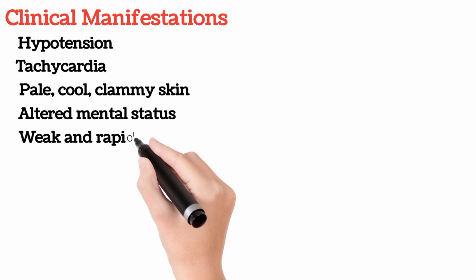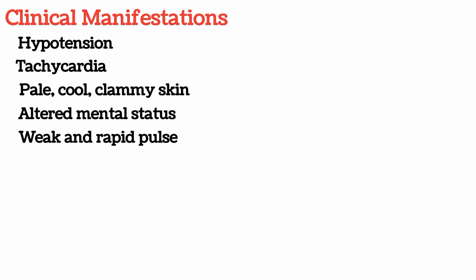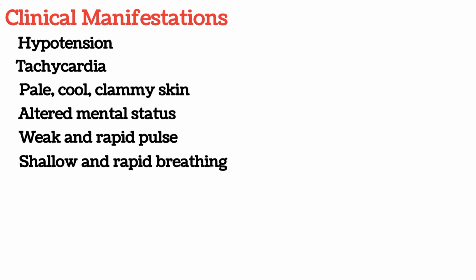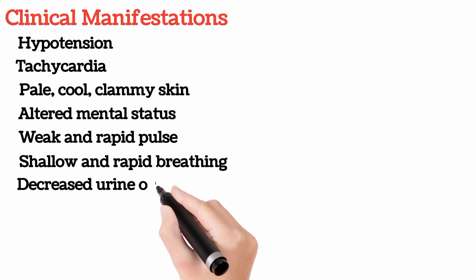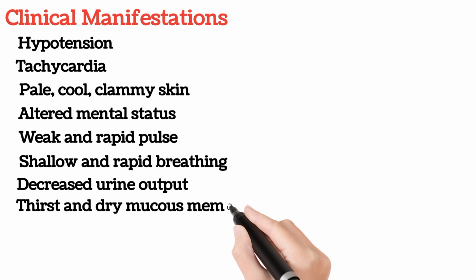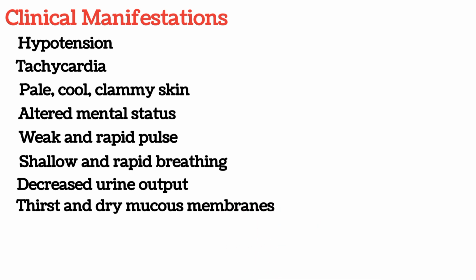Weak and rapid pulse reflects the heart's attempt to maintain cardiac output despite reduced blood volume. Shallow and rapid breathing. Increased respiratory rate aims to enhance oxygen exchange, but it may not meet the body's needs. Decreased urine output. Kidneys conserve fluid in response to low blood flow, leading to reduced urine production. Thirst and dry mucous membranes. Compensatory mechanisms trigger a sense of thirst, while dehydration causes dry mouth and mucous membranes.